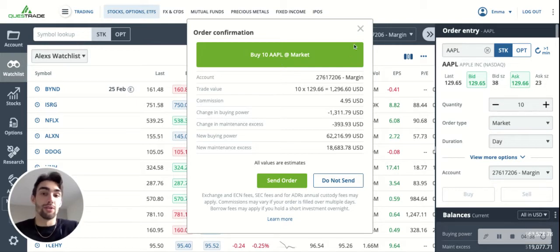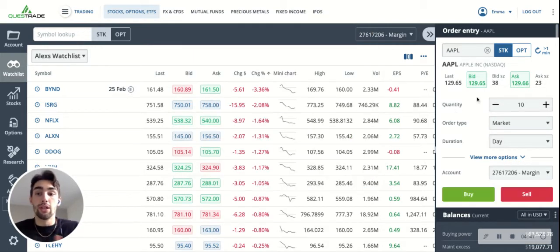But of course, that is not everyone. Some people might not have enough money to cover all the little fluctuations, or you might just not feel comfortable spending $129.65 for Apple at this moment. If that were the case, what you would want to do is come down to the order type, excuse me, and you would click on the list, and then you would select a limit order.